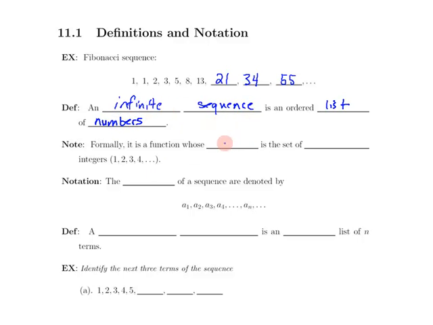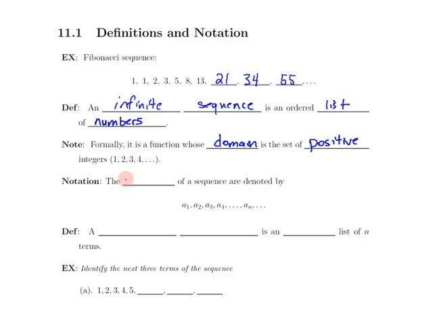Now, formally, in mathematics, we would define it as a function whose domain is the set of positive integers or natural numbers, meaning that this would be like the first element, or I might call it f of 1, and this would be f of 2, f of 3. It's a function that you only plug the natural numbers into, and that tells you which item in the list it is. But all you really need to think of a sequence as is just a list of numbers.